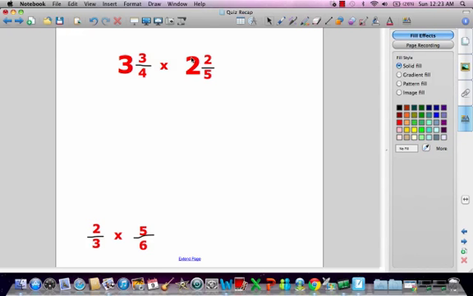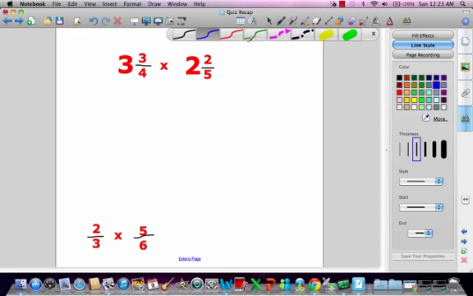We got some mixed numbers in the house now. Alright, so we got 3 3/4 times 2 2/5. Mixed numbers, with multiplication especially, I'm just going to make these improper fractions. I think it's the easiest way to do things. So I'm going to make that 15/4, and this would be 12/5.